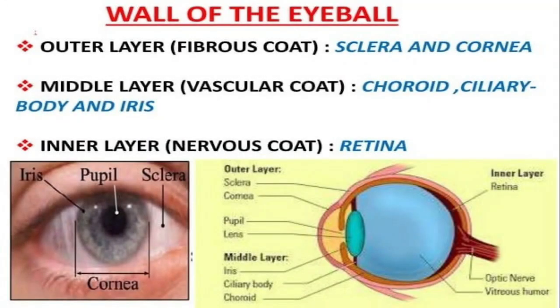Wall of the eyeball. The coats of the eyeball, also known as the fibrous tunic, are a protective layer of the eye composed of three concentric layers: the outer fibrous layer, the middle vascular layer, and the innermost layer. The fibrous layer is made of the sclera and cornea, while the vascular layer consists of the choroid, ciliary body, and iris. The innermost layer is made of the retina and optic nerve.